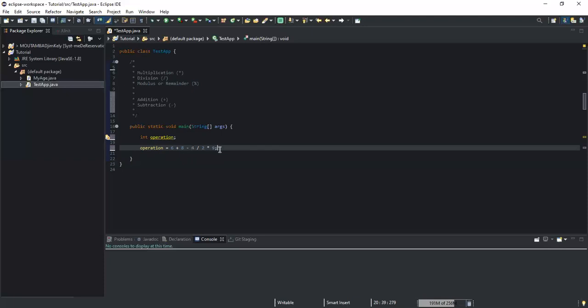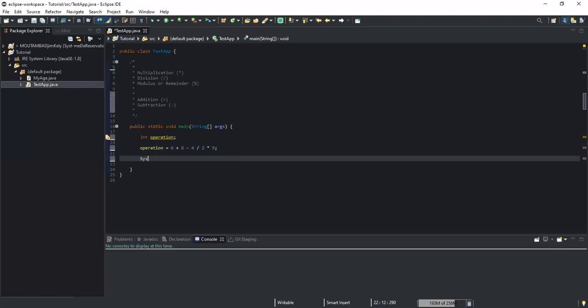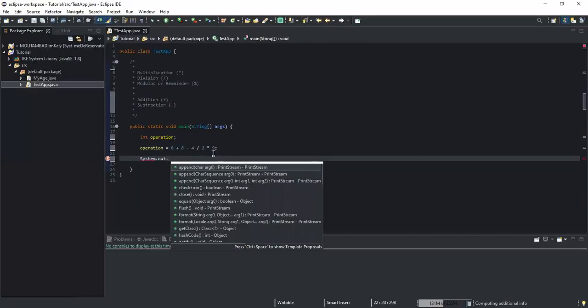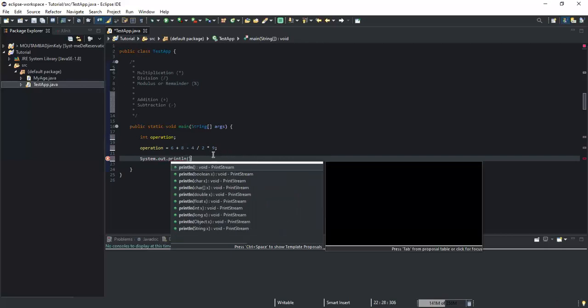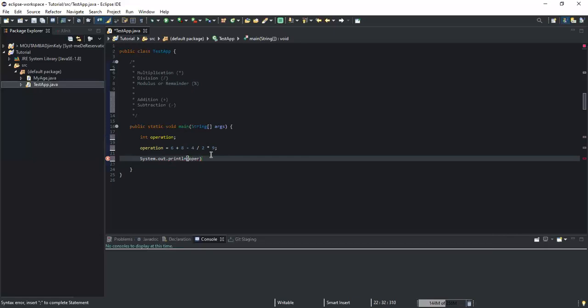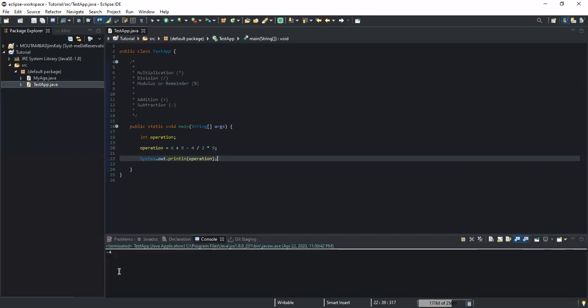So like this expression, if we output it, we do a System.out.println, and then we want to output the result here and run this. Let us run. Okay, so here we have -4.